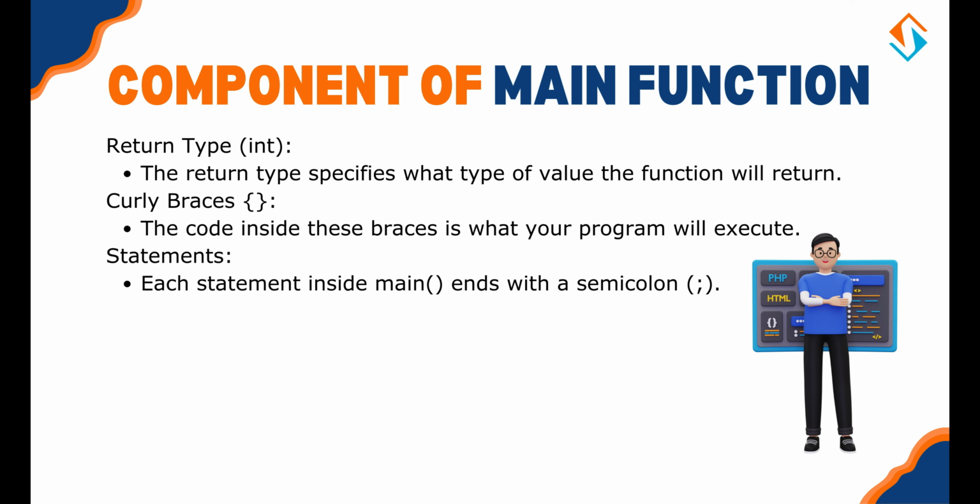First is return type int. The return type specifies what type of value the function will return. For main, it's typically an integer, int. Returning 0 indicates successful program execution. Second is curly braces. The code inside these braces is what your program will execute. Third is statements. Each statement inside main ends with a semicolon. This is a fundamental rule of C syntax.